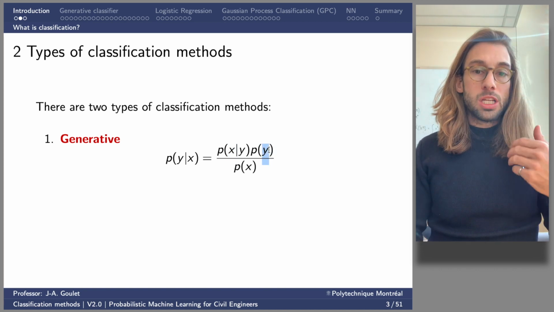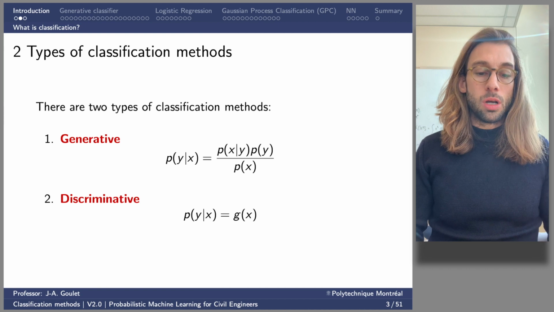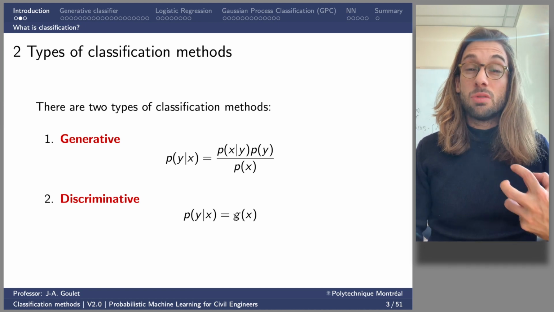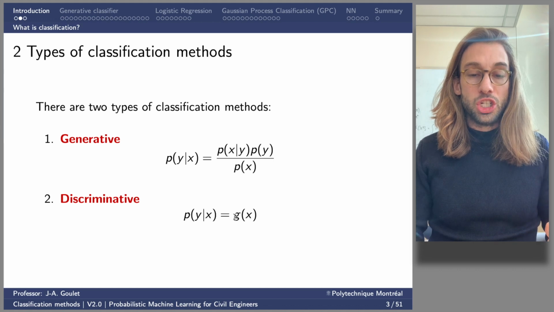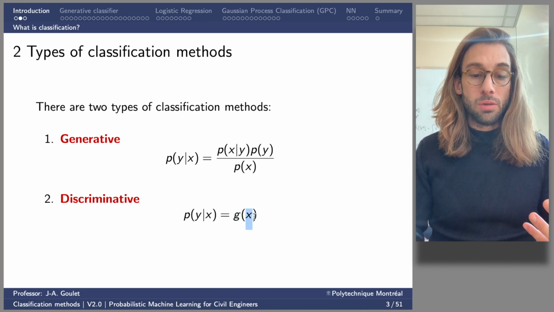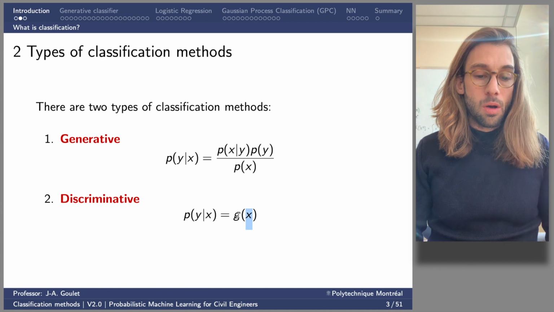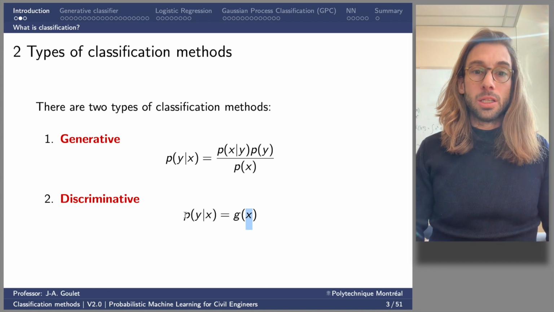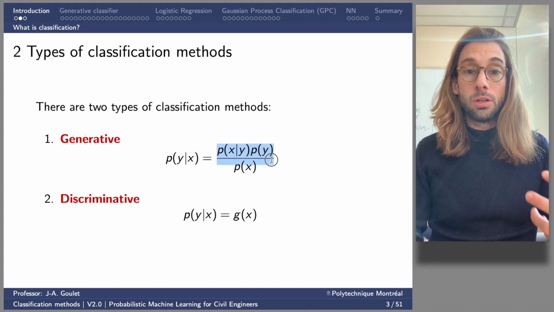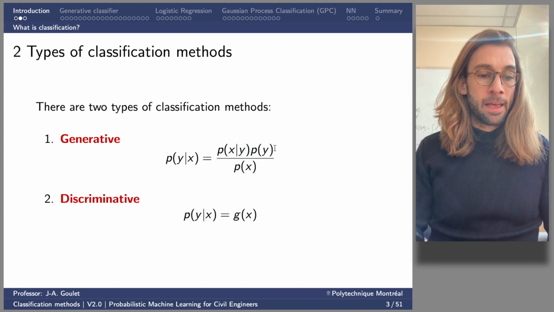The other approach is what we call a discriminative approach. Here we want to build a kind of generic function that I represent by g of x. That generic function takes as input my covariates x. And we want to use that generic function to model directly that conditional probability, without necessarily going through this Bayes rule where we model the joint for y and x.